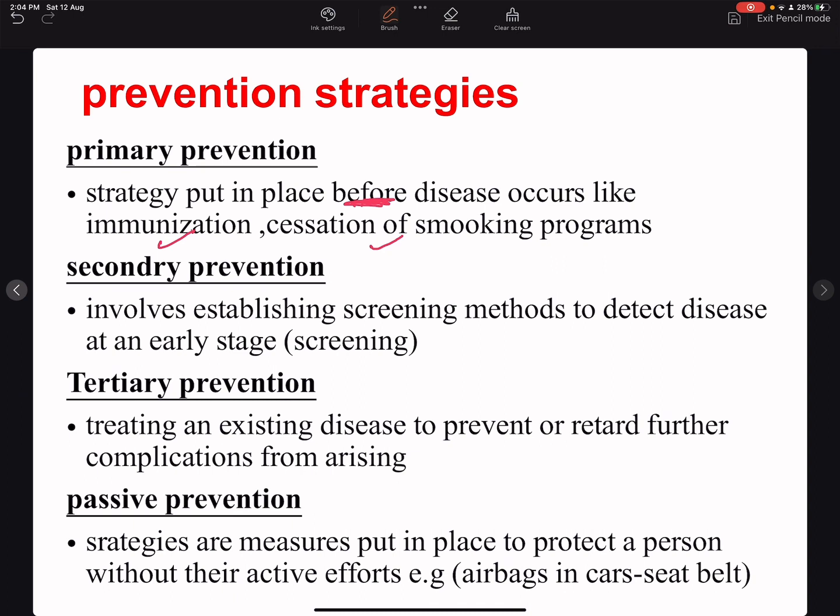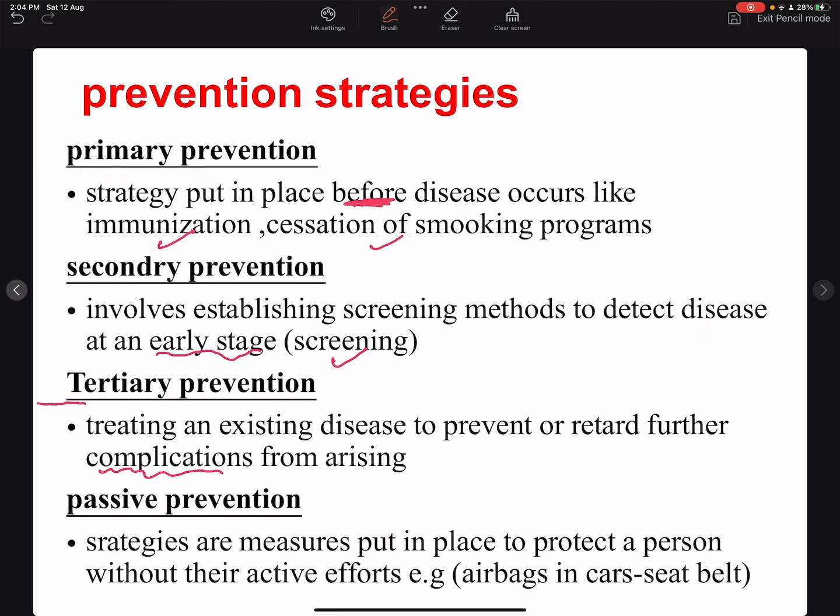The next level is secondary prevention, which involves establishing screening methods to detect disease at an early stage. The purpose of secondary prevention is screening. We want to detect the disease as early as possible. The third level is tertiary prevention. In tertiary prevention, we are treating an existing disease in order to prevent complications. So here we are trying to stop the complications from occurring.